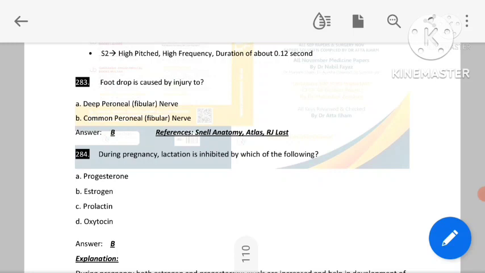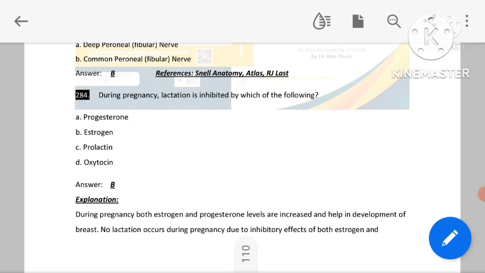Point number 284, during pregnancy, lactation is inhibited by which of the following? Again, it is a controversial MCQ. Different people have different answers. So if the option which is combined estrogen as well as progesterone is present, pick that option. Otherwise, estrogen is the answer. Some books say progesterone is the answer, some say estrogen. So it is an extremely controversial MCQ. Anyhow, if estrogen and progesterone both are present in the option, choose estrogen and progesterone combined.